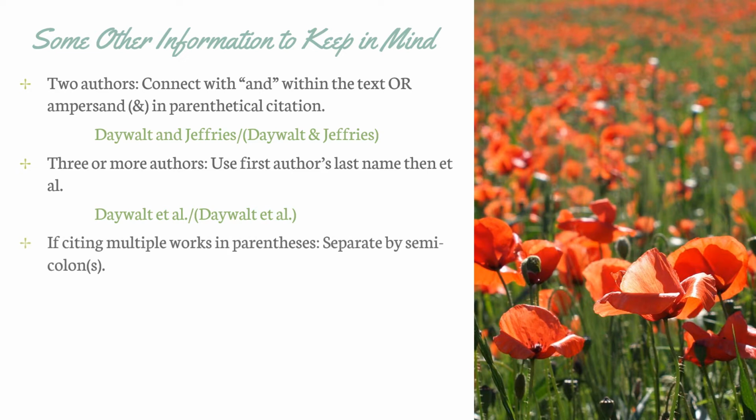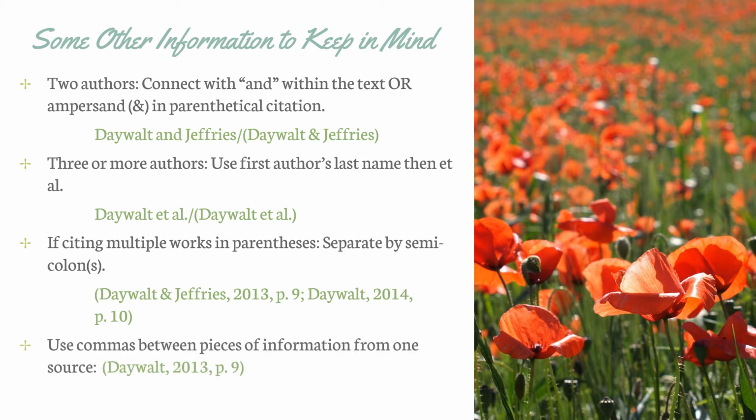If you're citing multiple works in parentheses, what you want to do is you want to separate them by semicolons. So for example, if you had two different works by Drew Daywalt that you were citing, one of them maybe had two authors and one just has one, you'll see that there's a semicolon that falls between those two works. When you're looking at what you use between individual pieces of information from just one source, remember that you only want to be using commas in this case, whether it's between the author and the publication year or the publication year and the page number. It's just going to be commas if it's coming from the same source. And then finally, like I mentioned before, if you're citing multiple pages, make sure to use "pp." with a period after it instead of just one "p."